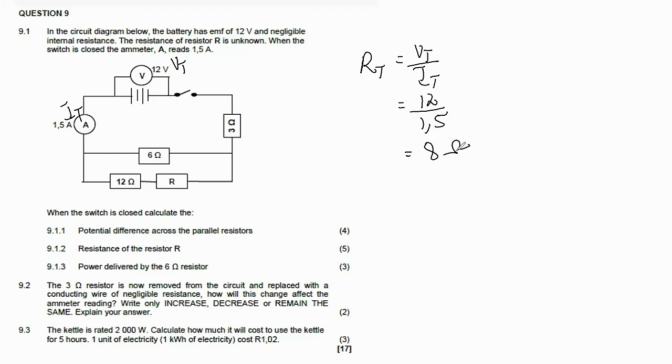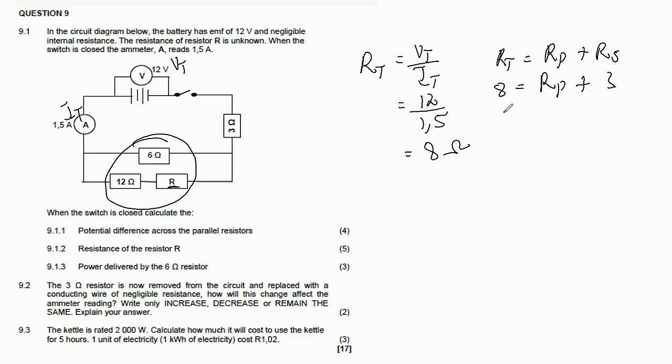Now, if we have the 8 ohms, we can say that the R total, we know it to be the R parallel plus the R series. So the R total is 8. We do not have the R parallel, which is the one that will help us find resistor R, since resistor R is in the parallel combination. Then what is the R series? It's 3. So to find the R parallel, we can say 8 minus 3, and then the R parallel gives us 5 ohms, right?